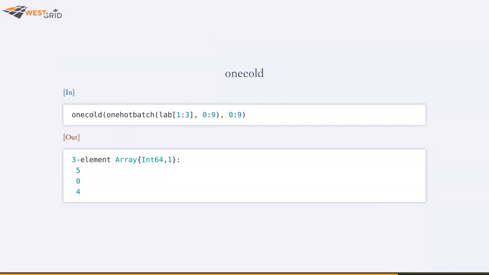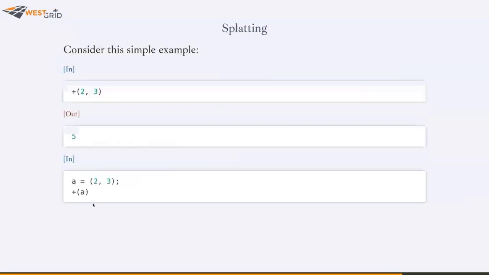And onecold, as I said, is the reverse operation. So if now I pass our onehotbatch output into onecold, I get back to the initial 3 elements, 5, 0, 4.